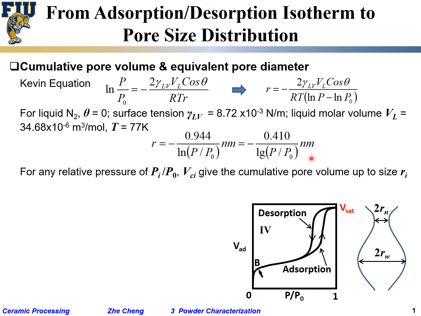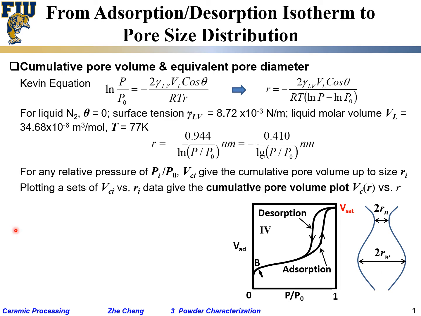Make sense? Okay. And of course, naturally, as we learned, within the material there will be regions that have narrower pores, smaller pores, and there will also be regions that have larger pores or wider pores. Just assume they are connected, open pores are connected. And if we plot the sets of data of so calculated VCi for cumulative pore volume corresponding to that specific i point versus R for radius for that i point.